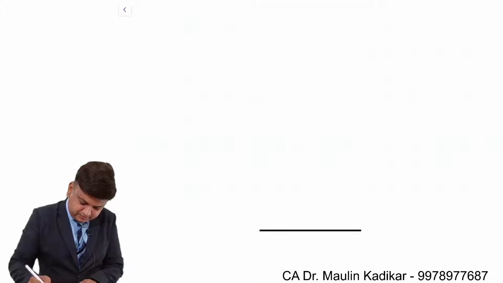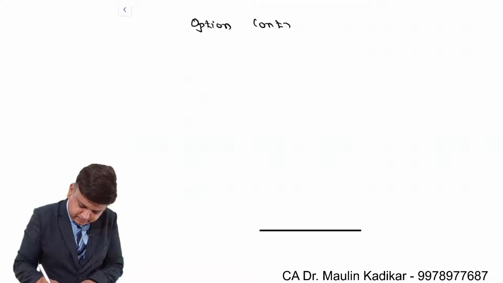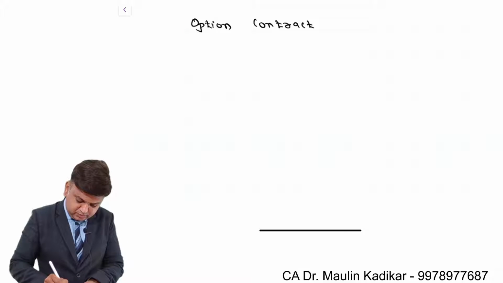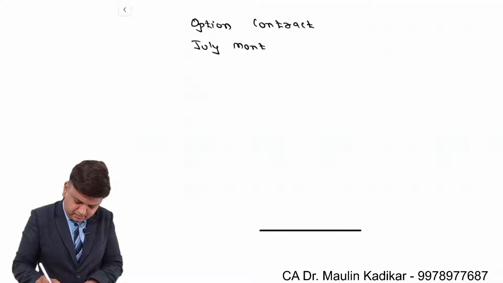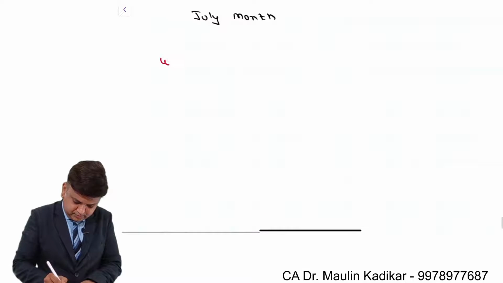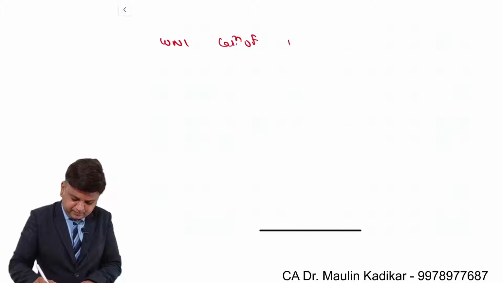So heading, write down: option contract, in that write down July month. In that, working note number 1, calculation of number of contracts.